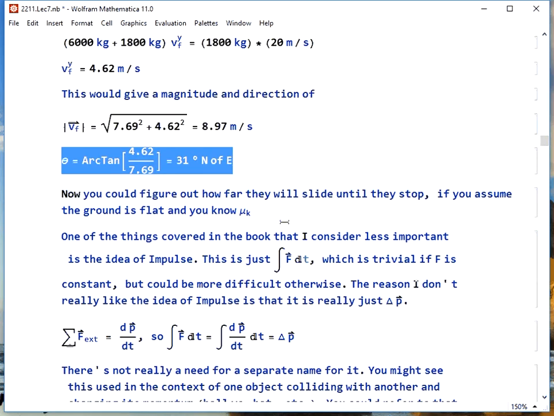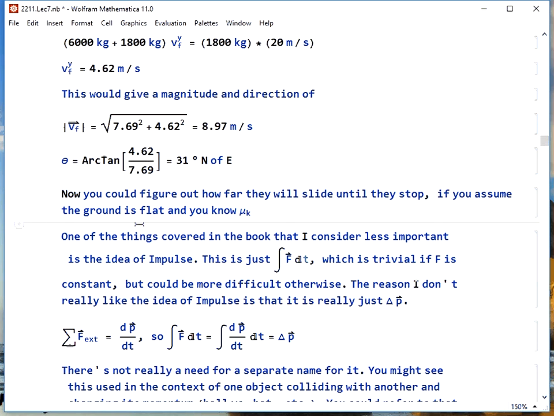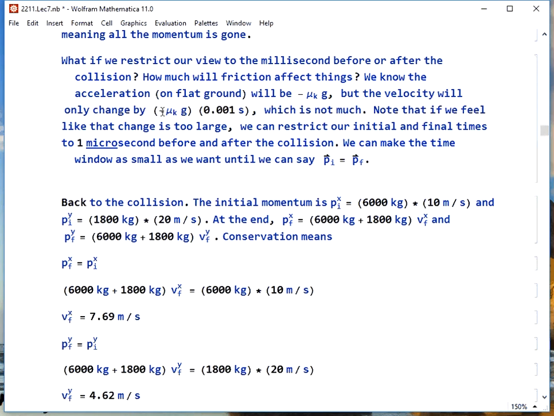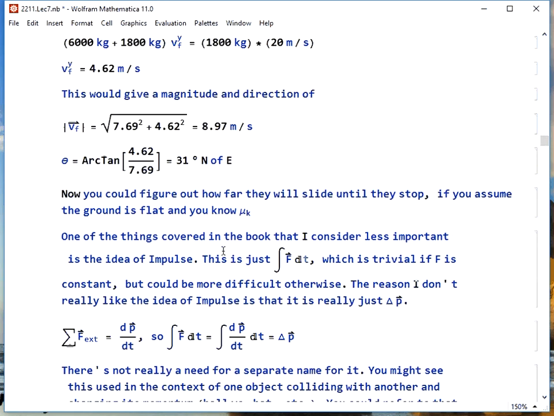Now you could figure out how far they slide until they stop. This is just a kinematics problem at this point because you have a velocity, and if you have your acceleration of negative mu kg, if they're on flat ground, it's just a kinematics problem to find the distance.